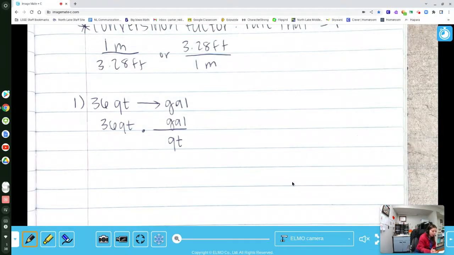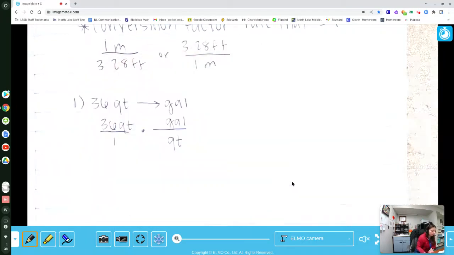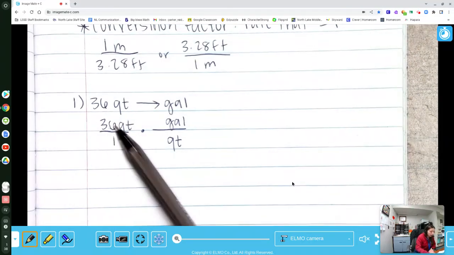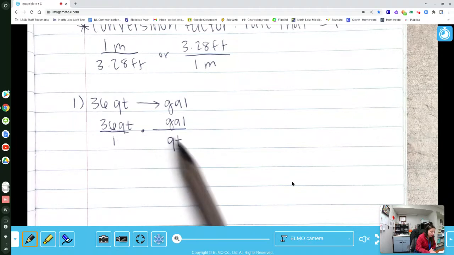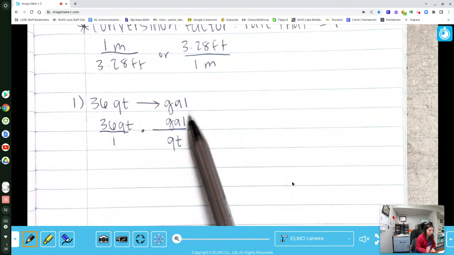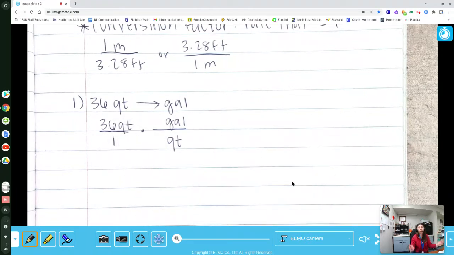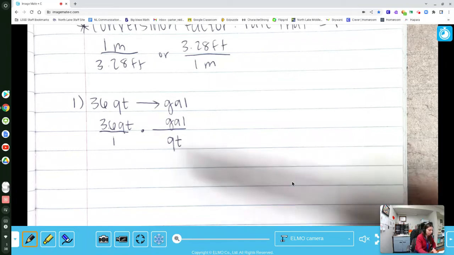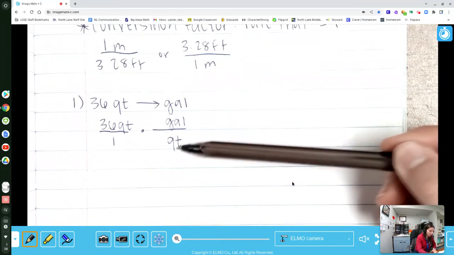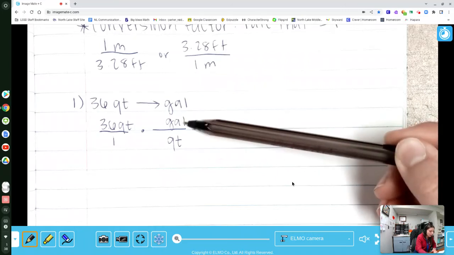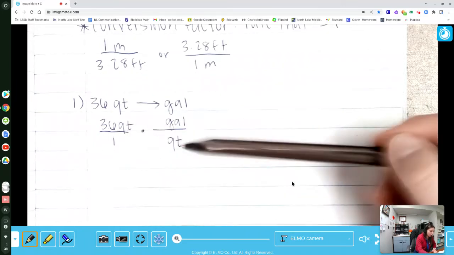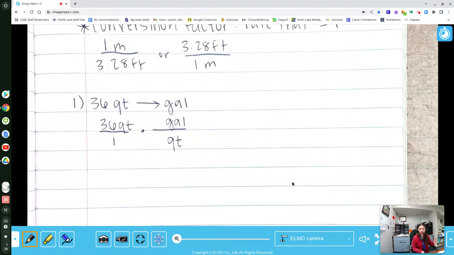That is because if I treat this like a fraction, if I put this over the number 1, cross-canceling would allow me to cross-cancel the quarts and end up with just gallons. It would allow me to change the quarts into gallons. And so that's what I'm going to be doing each time here. I'm going to pick a conversion factor that has my starting unit on the bottom and the unit I want on the top. That way I can cross-cancel the starting unit, end up with the new one. I know that seems a little bit funky, but we'll do several examples.